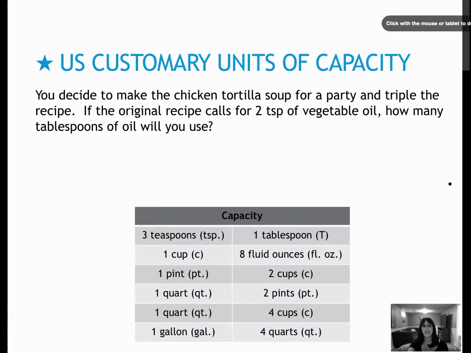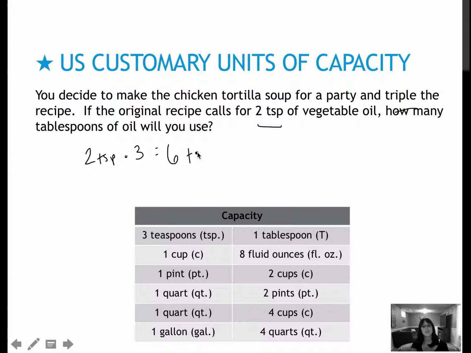So let's start by looking at the fact that we have 2 teaspoons per order or per batch, and we're going to triple it. So I'm going to multiply that by 3 and find out that I need 6 teaspoons total. Again, can't find my teaspoon, going to have to use a tablespoon instead. Let's find out how many tablespoons 6 teaspoons would turn into. So I have 3 teaspoons per 1 tablespoon, and I would end up with 2 tablespoons of oil.